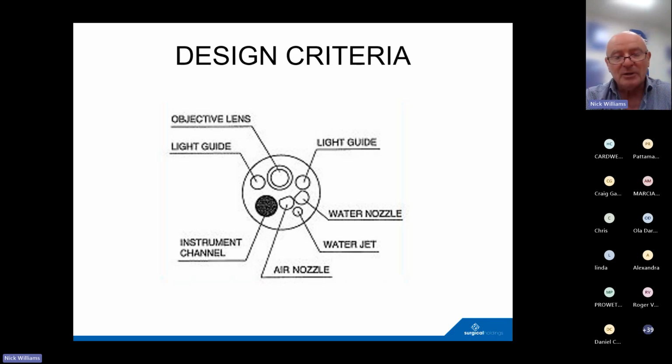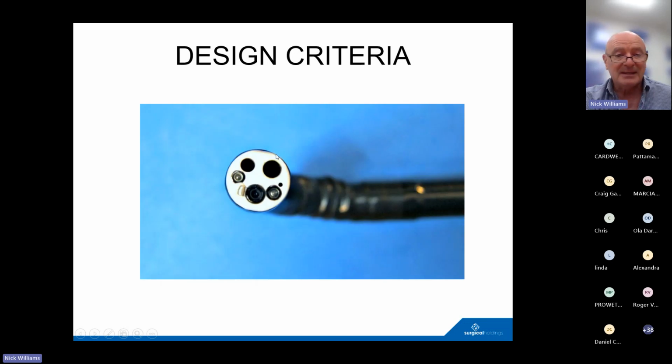That is a head-on diagram showing you the problems that you've got in terms of what balance you want. If you increase the instrument channel, let's say you have two channels, it reduces significantly the area that you can use for imaging, for example. To give an example, that's actually a twin channel scope where you can see very clearly two channels, which obviously means there's less room for the headlights here, which is the light coming down and the optics taking it back.